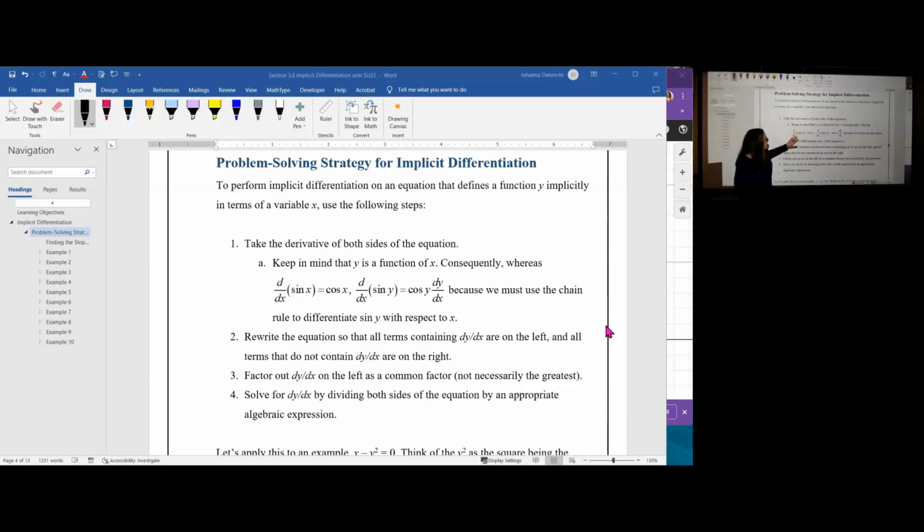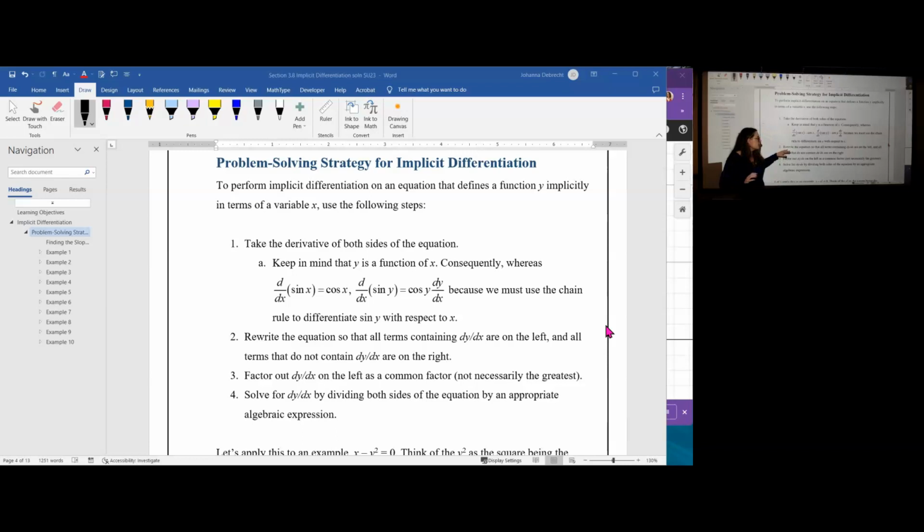So if I take the derivative with respect to x of sine x, I just get cosine x. The derivative with respect to x of sine of y invokes the chain rule. The outside function is sine, the inside function is y. So I get the derivative of the outside, cosine, with y still inside it, times the derivative of y, dy dx. This is the chain rule.